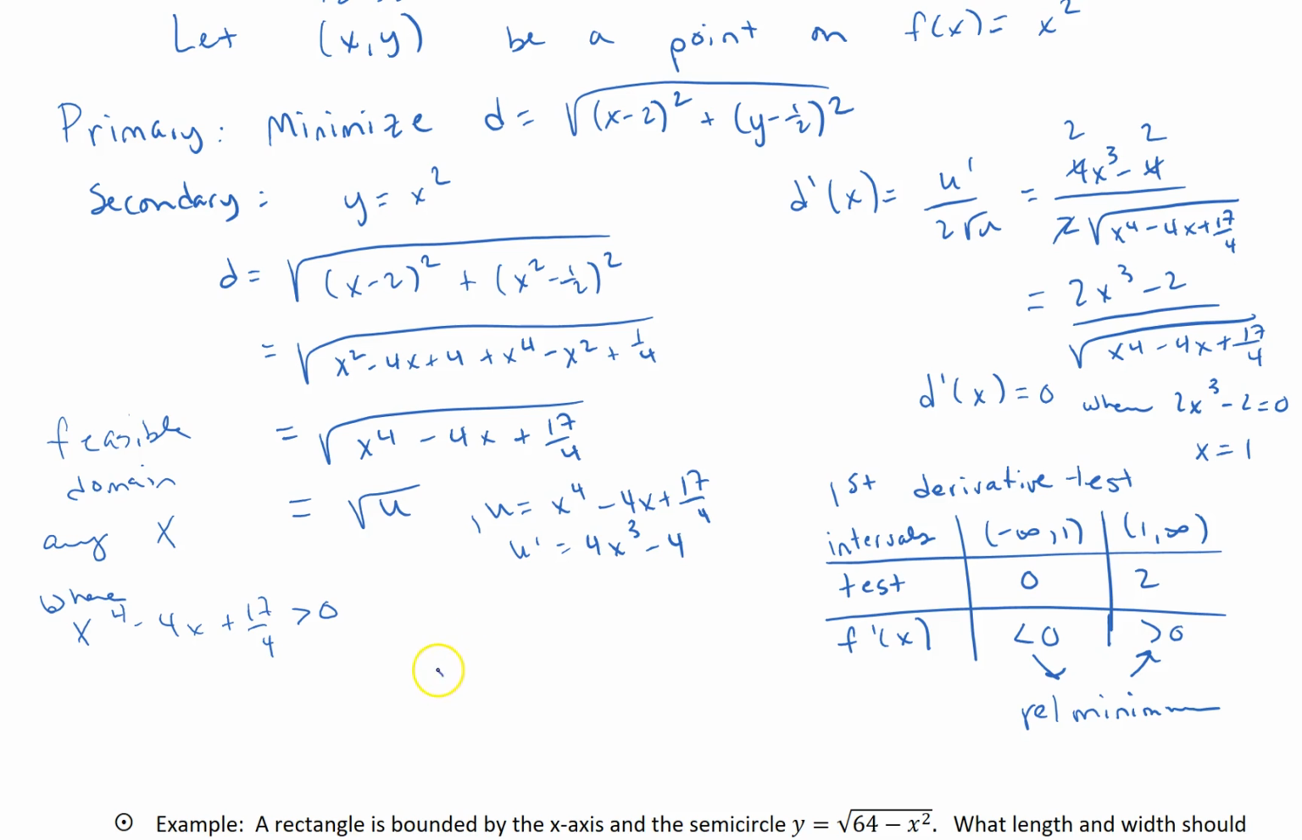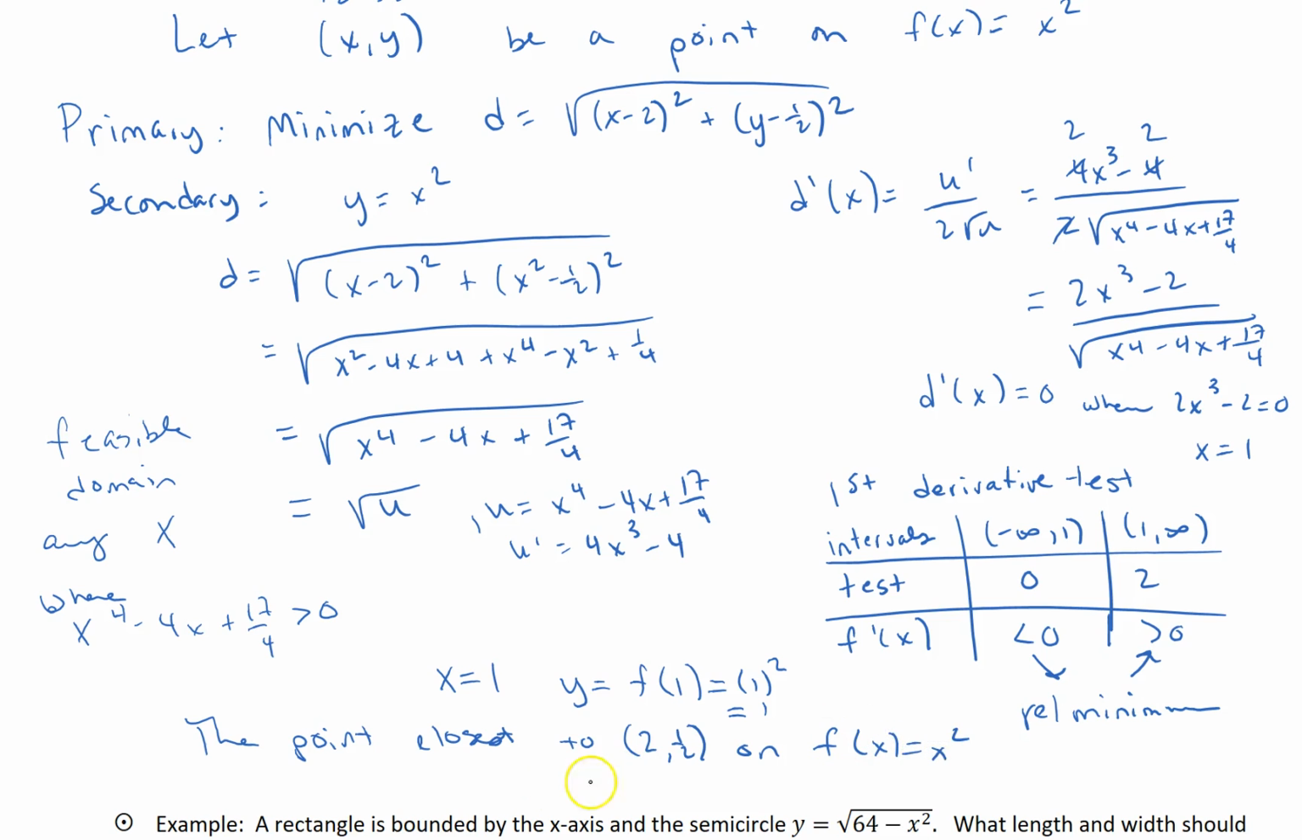And at x equals 1 is a relative minimum, so y would be equal to f of 1, which would be 1 squared, or 1. So the point closest to the graph of f of x equals x squared, or closest to the point (2 1/2, 0), on the graph of f of x equals x squared is the point (1, 1), and that is my answer.